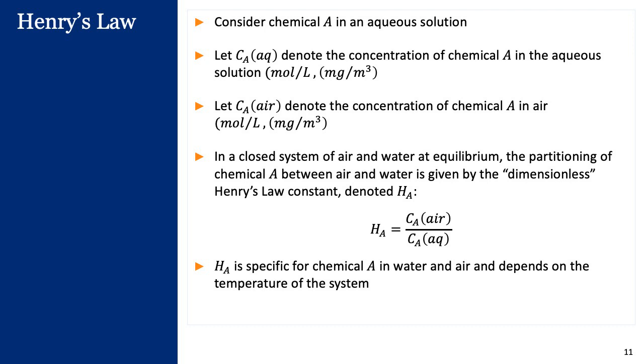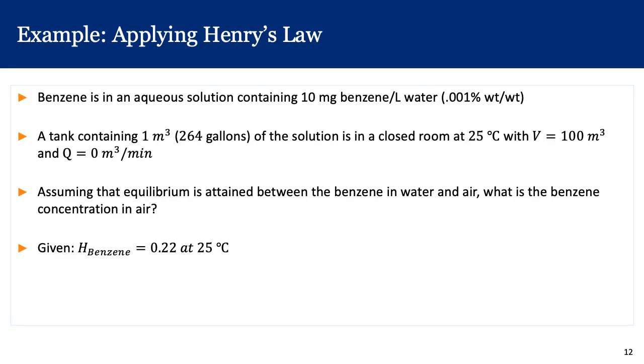Basically, what Henry's law is saying is that when you have a substance such as benzene in water, some of the benzene escapes from the water into the air above it. An equilibrium is set up between the benzene molecules in the air and the benzene molecules in the water, and that equilibrium concentration in air and liquid is denoted by the Henry's law constant. The Henry's law constant is specific for a chemical A in water and air, and it depends on the temperature of the system. So how can we use Henry's law?